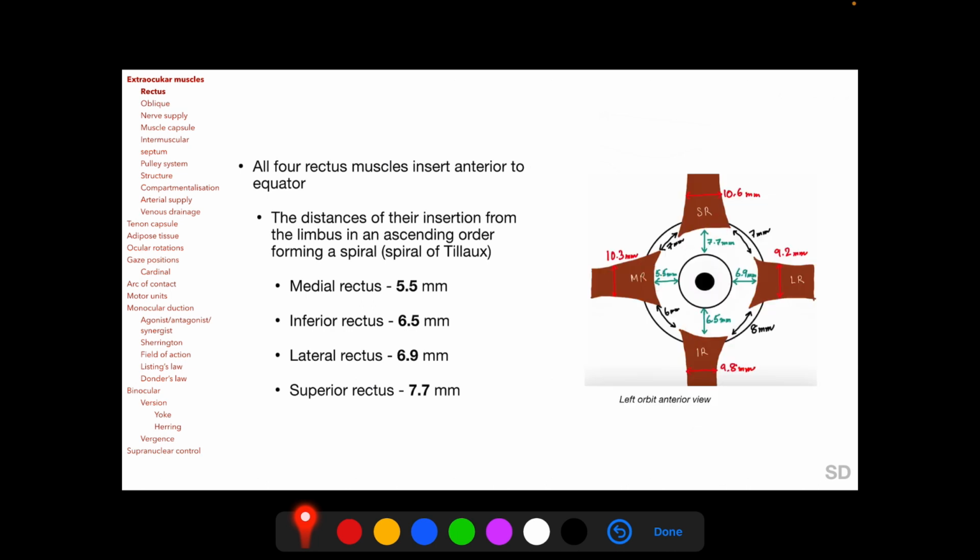and the distances of insertions of the rectus muscles are in an ascending order, with the medial rectus insertion being nearest to the limbus, 5.5 mm away from the limbus, then the inferior rectus insertion at 6.5 mm from the limbus, then we have the lateral rectus insertion at 6.9 mm from the limbus, and the superior rectus insertion is the furthest away from the limbus at 7.7 mm from the limbus. And this ascending order forms a spiral called the spiral of Tenon.